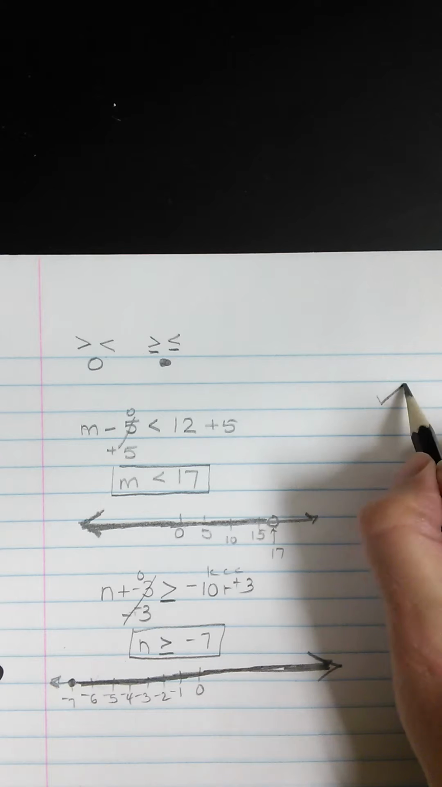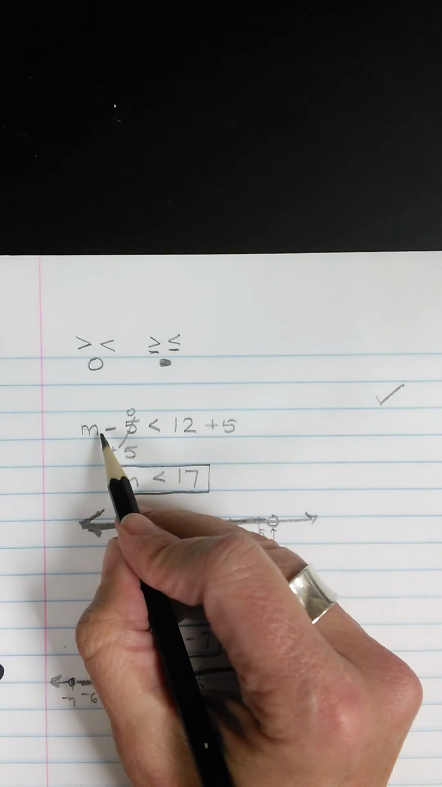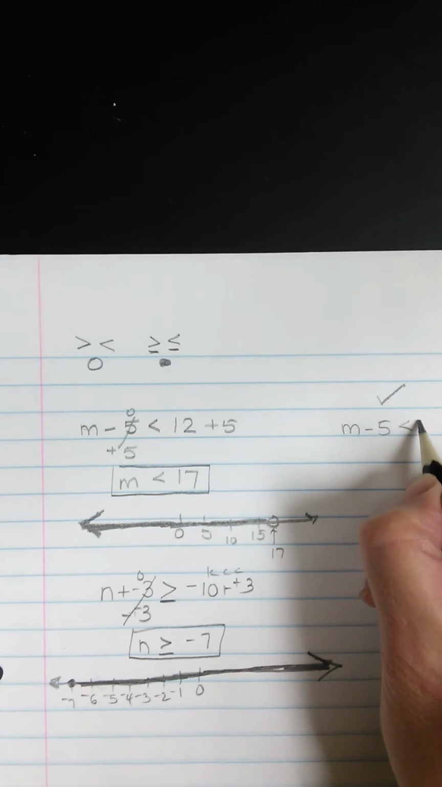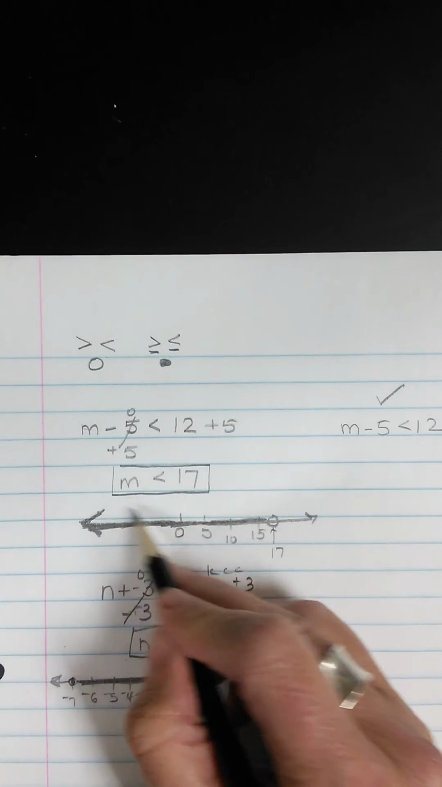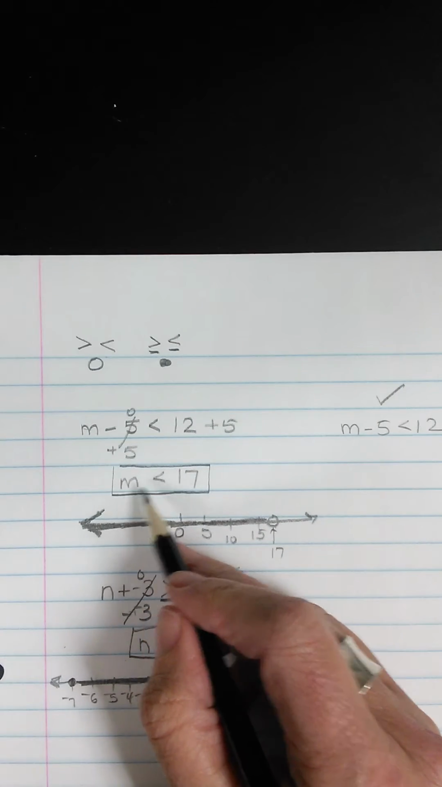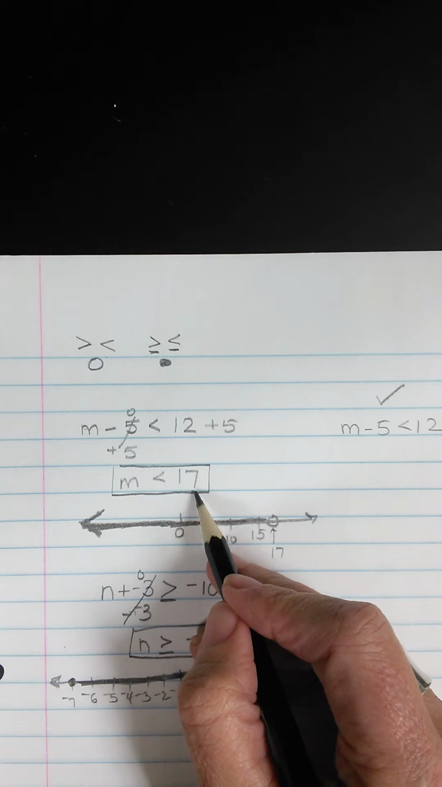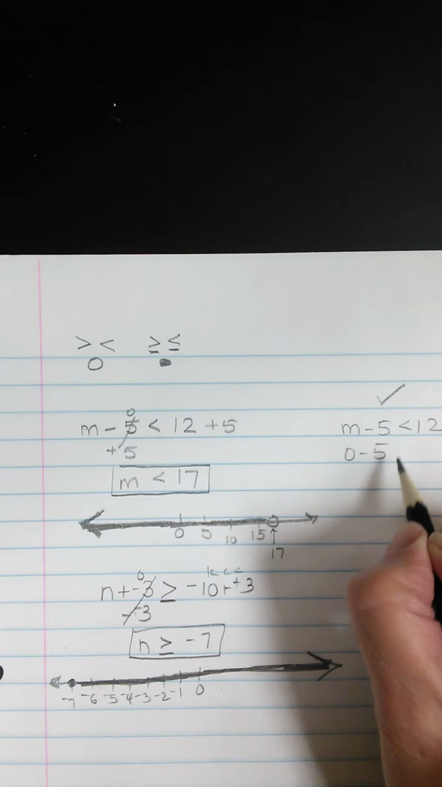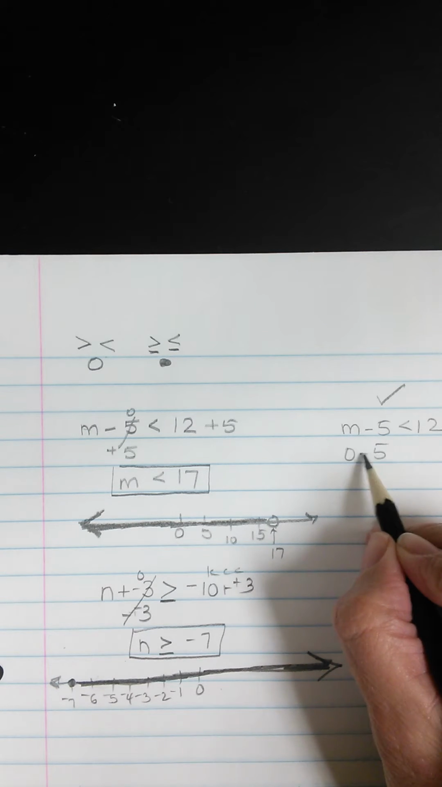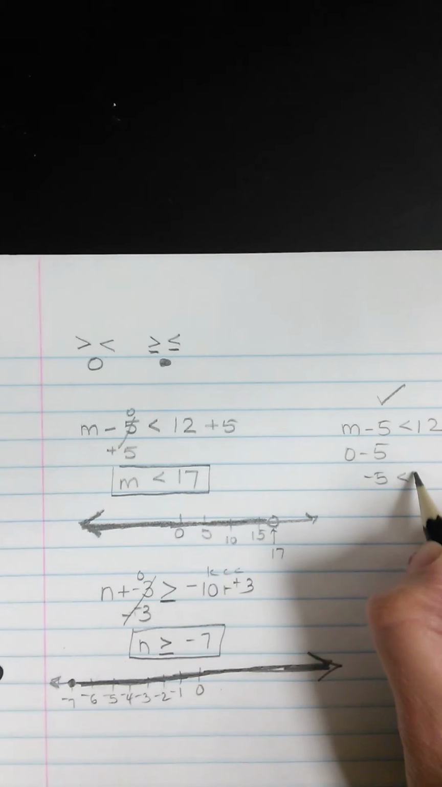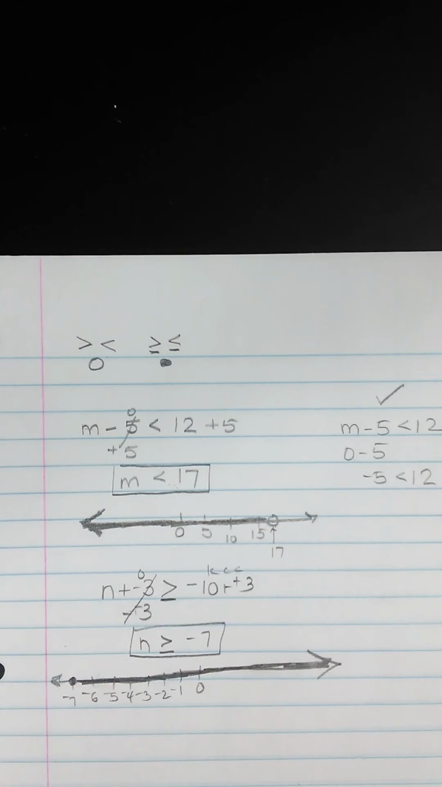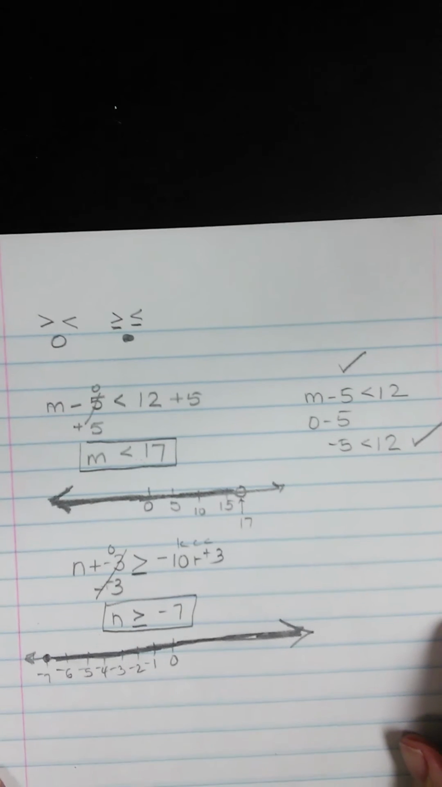To do a check for those, I'm actually going to take the original problem. In this problem, it was m minus 5 is less than 12. And I'm going to put in one number that works for this, an m that is less than 17. I'm going to pick an easy number, like 0. 0 is less than 17, so I'm going to put that in there. 0 minus 5 is negative 5. Is negative 5 less than 12? It sure is, so I'm feeling pretty confident about that. That's how I do a check.